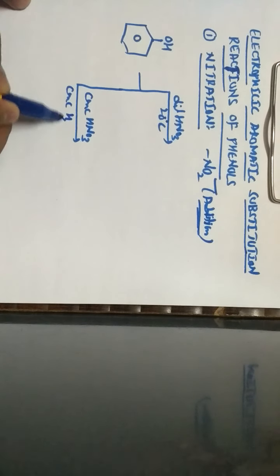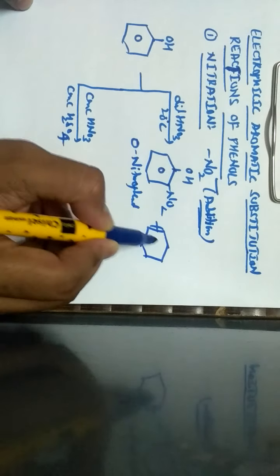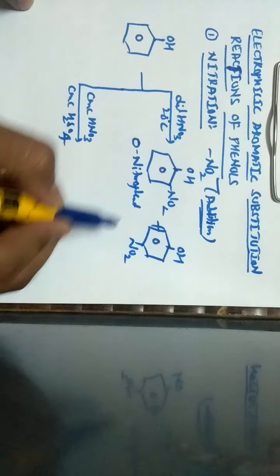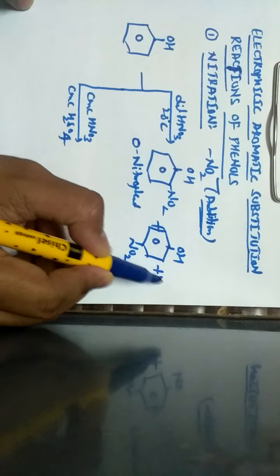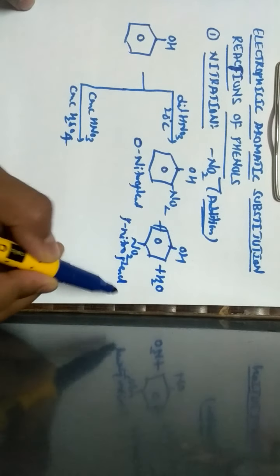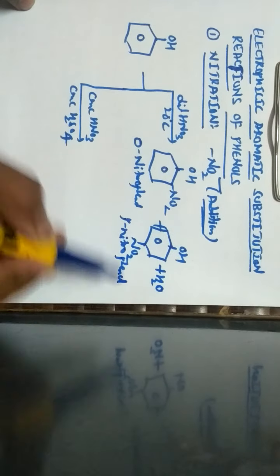First, when phenol is made to react with dilute nitric acid at 20 degrees Celsius, we get two different substituted products of phenol. One is called orthonitrophenol, and along with this orthonitrophenol, we get one more substituted product of phenol, that is paranitrophenol. Along with orthonitrophenol and paranitrophenol, we get water as the byproduct.